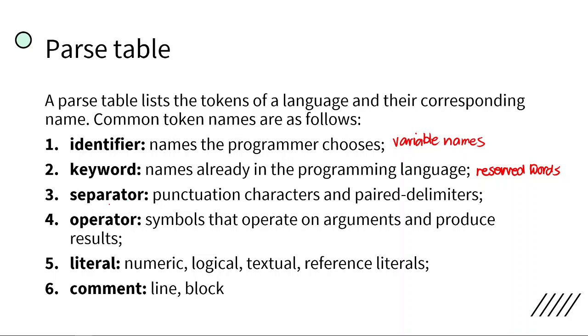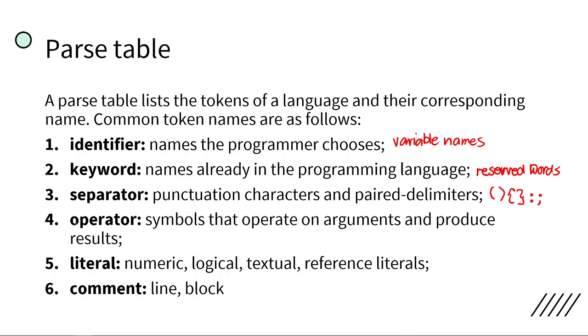Next, we have the separators, sometimes called punctuation characters and pair delimiters. Usually these are parentheses, brackets, and braces. Sometimes in Python it's the colon. In semicolon-separated languages, we have the semicolon. There are running jokes on pages about people who lost a semicolon and their program errored when they compiled. So that is the semicolon. It's one of our separators.